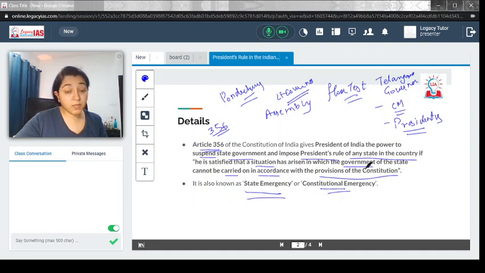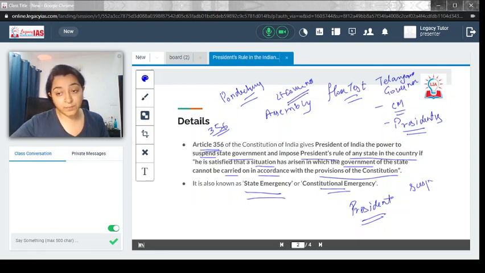So this is the content of Article 356, which says that the President has the power. Just remember, who has the power to impose President's Rule? As the name suggests, it is the President of India. He can impose President's Rule and suspend the state government. But he can do that when he is satisfied that the elected state government is not in a condition to carry on its work, what is known as the breakdown of the constitutional machinery. If he is satisfied, he can go ahead and impose President's Rule in that state.